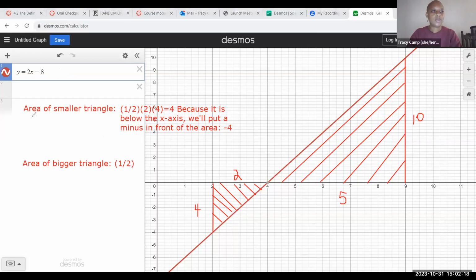So we know that the area of the bigger triangle is going to be 1/2 times 5 times 10, which is 25. Is that 25? I think that's 25. And so you're going to add these areas, the -4 plus 25, that gives us 21. So that's what our definite integral ends up being equal to, a positive 21.